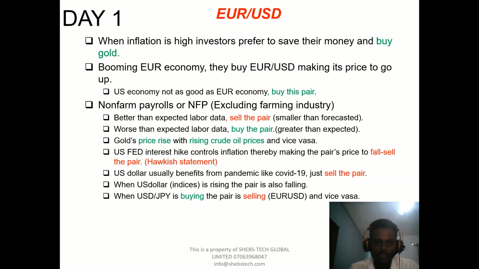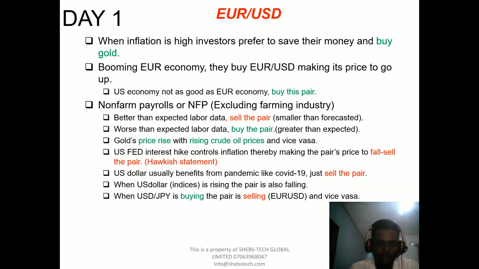Now let's look at the Euro USD. When inflation is high, investors prefer to save their money and buy gold. Yeah, we said that earlier. When the Euro economy is booming, is good, then you need to buy this pair, making its price go up. The price will go up, so you need to buy. So you check the economic calendar, and the actual is greater than forecast for euro. Then if you are trading this pair, you need to buy this pair.